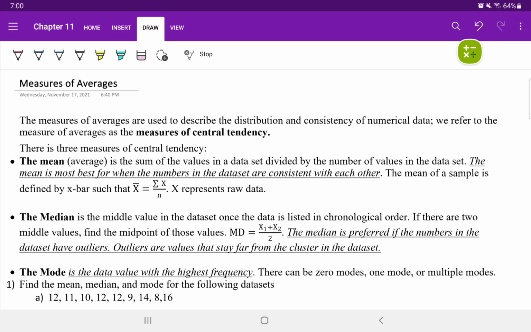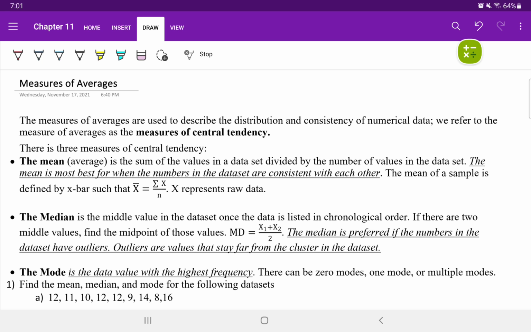The mean, which is the average, is the sum of the data values in the data set divided by the number of data values in the data set. The mean is best for when numbers in the data set are consistent with each other. That means there are no data values in the data set that stray too far away from each other.